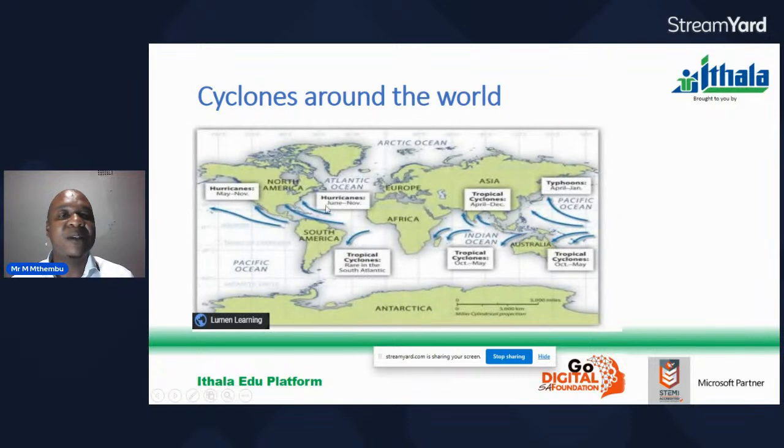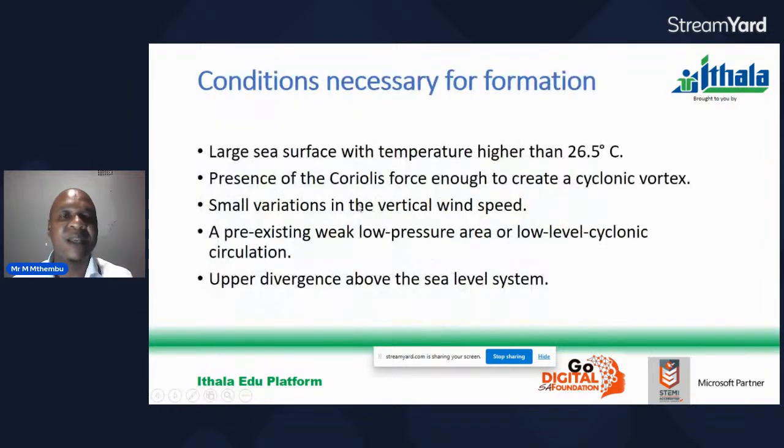Okay, let's just look now at where exactly cyclones take place or develop. You can see this is North America there, and then we have hurricanes taking place. We have Asia there, tropical cyclones, typhoons there next to Asia as well. But around here in Australia, we have willies, and in the Southern Hemisphere, South Africa, we have tropical cyclones developing. Okay, now let's just look at some conditions necessary for the formation of a tropical cyclone.